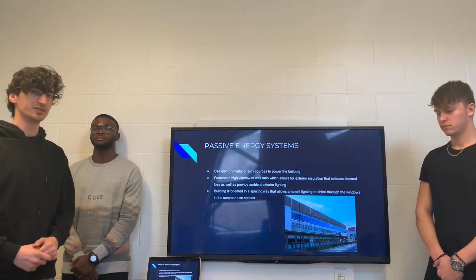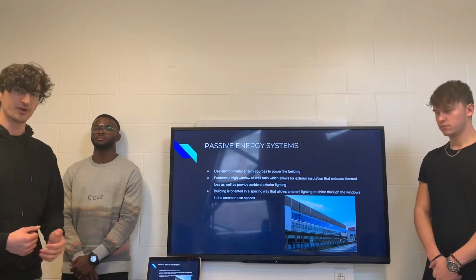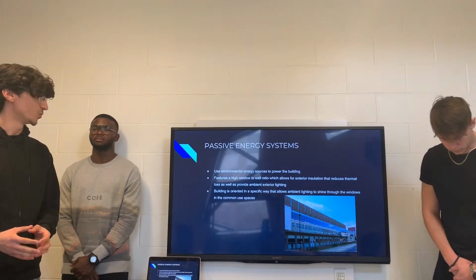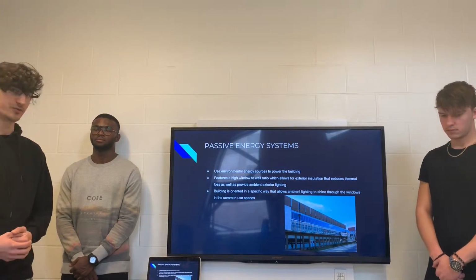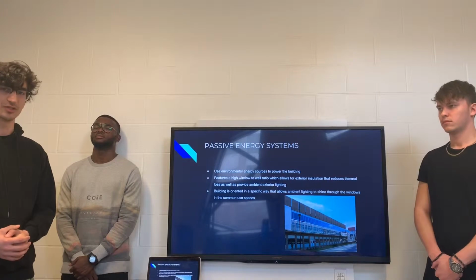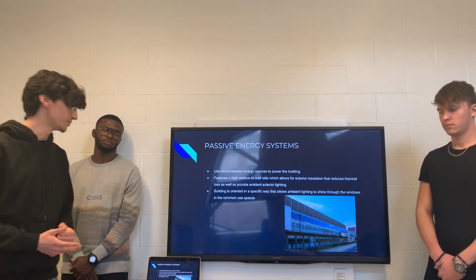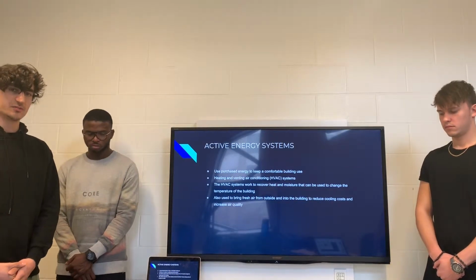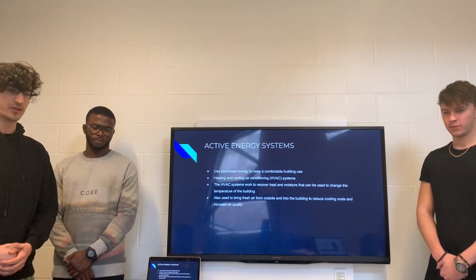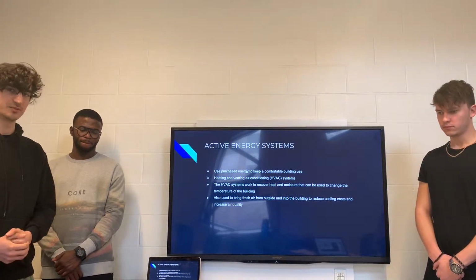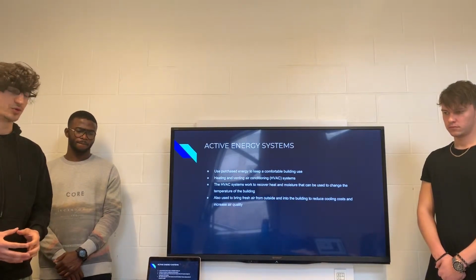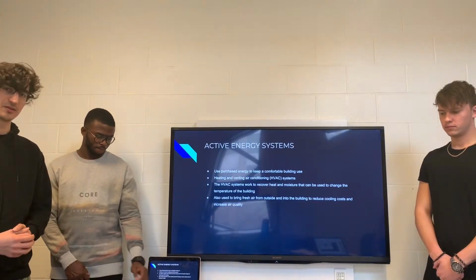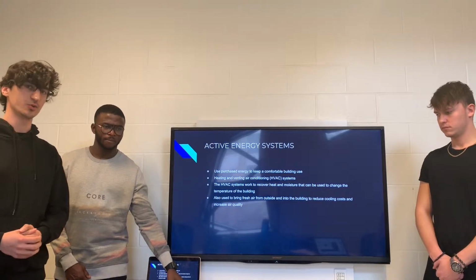Passive energy systems require the use of environmental energy sources to power the building. This is featured in the high window to wall ratio, which allows for exterior insulation that reduces thermal energy loss, as well as ambient exterior lighting. On the other hand, active energy systems use purchased energy sources to power the building, and this is seen through the HVAC systems of the building, which recover heat and moisture that can be used to change the temperature of the building, as well as use fresh air from outside to reduce cooling costs and increase air quality.